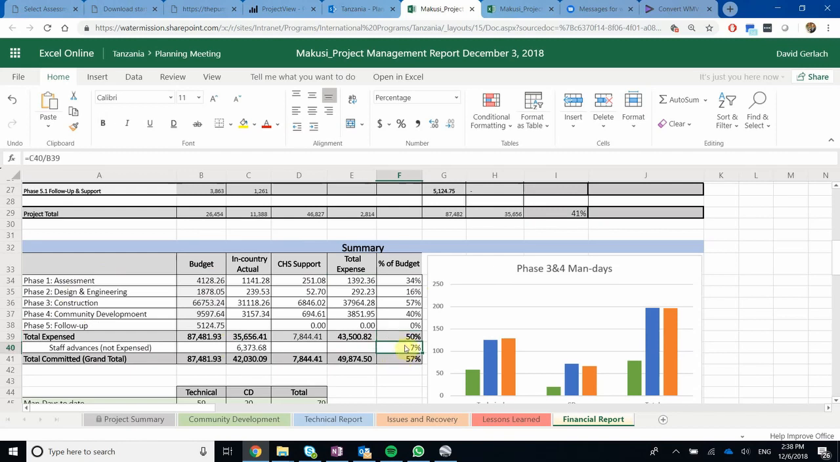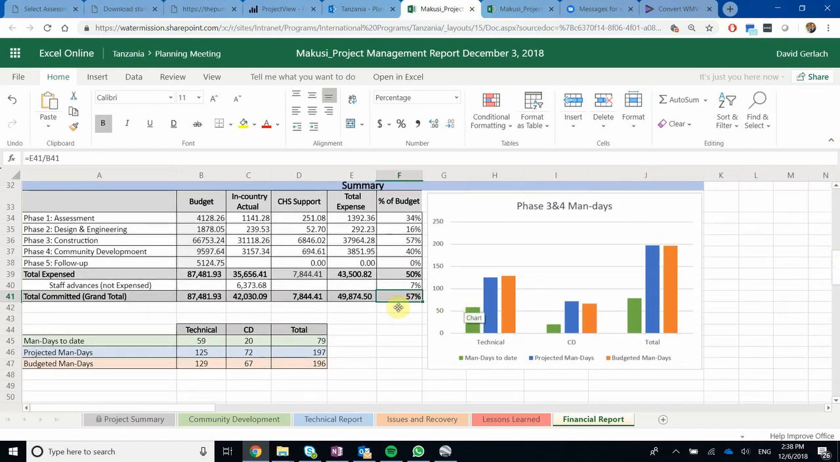In some cases, we'll have staff advances, which are intended to hit future expenses. In that case, we're going to say the total committed money to this project. Maybe it hasn't been expensed quite yet, but the total committed money is 57%.